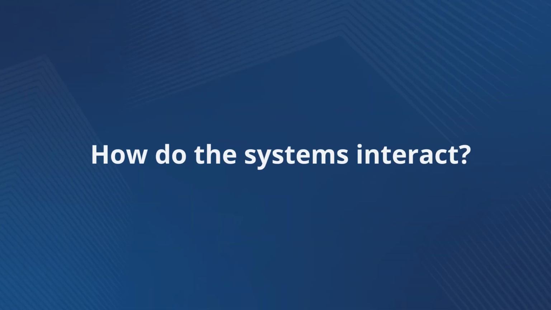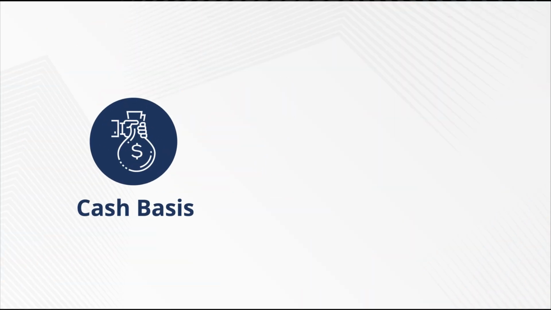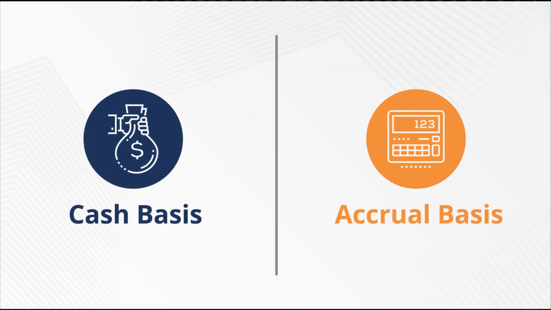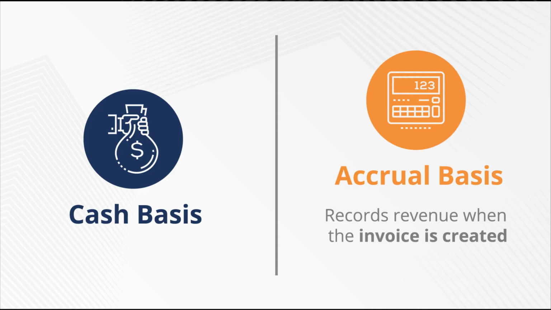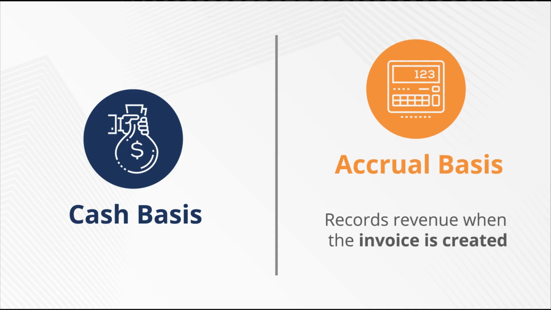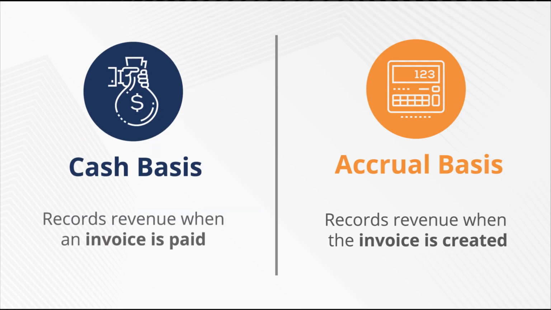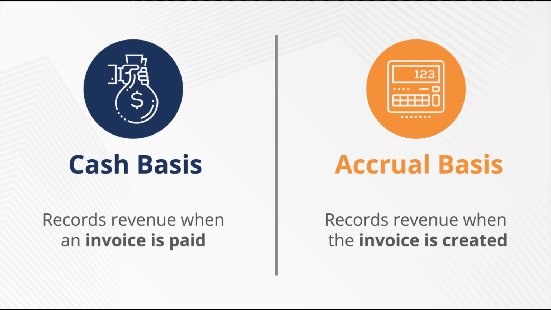When it comes to the information that is sent from Leap to QuickBooks Online, there are two different ways that the systems can interact, either on a cash or an accrual basis. The fundamental difference is that accounting on an accrual basis will record revenue when an invoice is created, while cash accounting records revenue when the invoice is paid. Both are fully supported with Leap and QuickBooks Online.